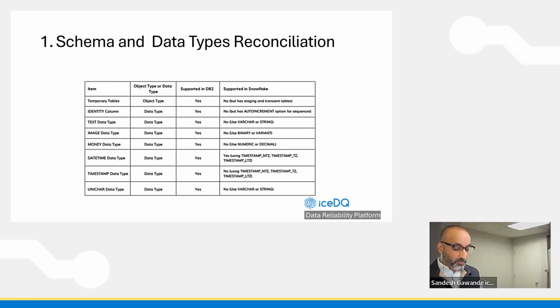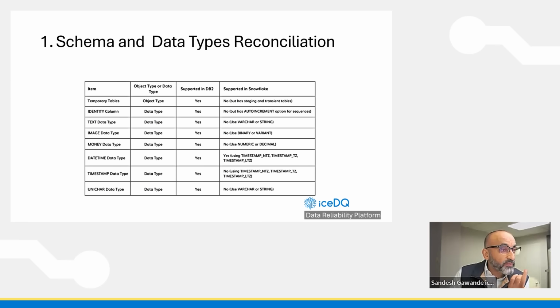Let's take one example. Many times when you migrate from one database to another database, or one system to another system, the database changes. And if the database changes, the problem here is the data types change, there are structure changes, there are a lot of things that will change. And here is an example between DB2 and Snowflake, right?